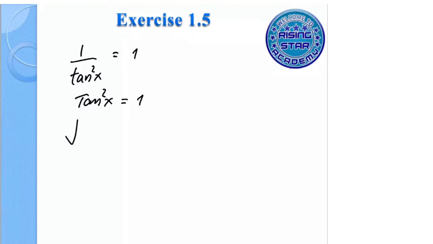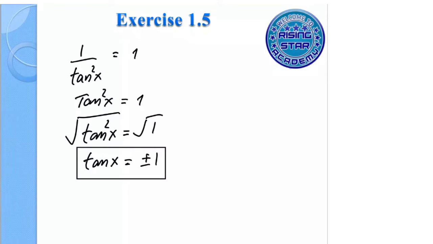The next step, we will take the square root on both sides. So we have tan square x is equals to square root of 1. So now we will get tan x is equals to plus minus 1. So we have two possibilities over there. First of all, we will solve tan x with plus 1 and then tan x with minus 1. So we will separate them. So here I would write tan x with positive 1. So now we have tan of x is equals to plus 1.